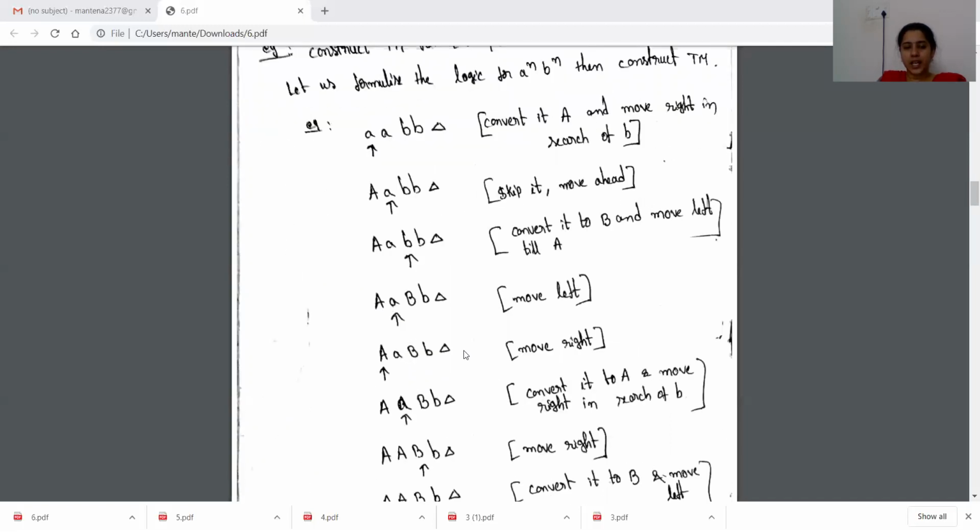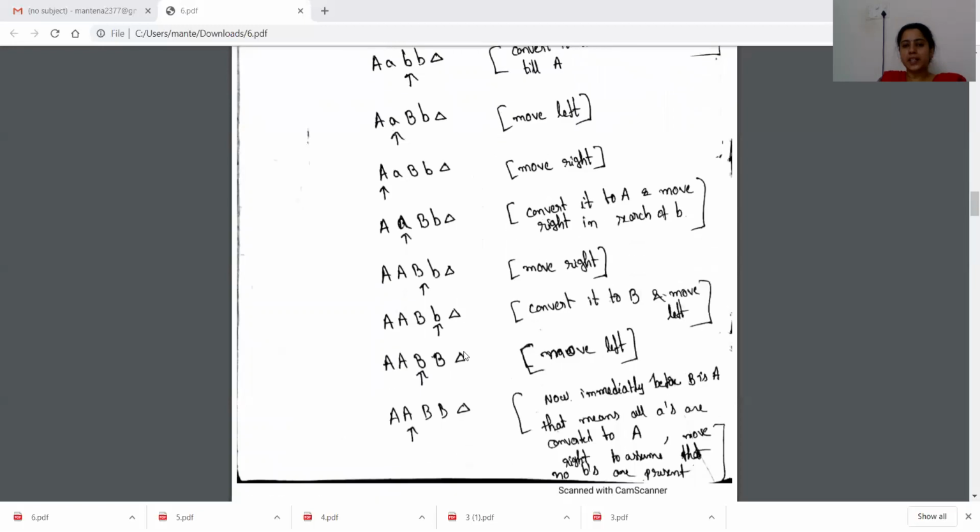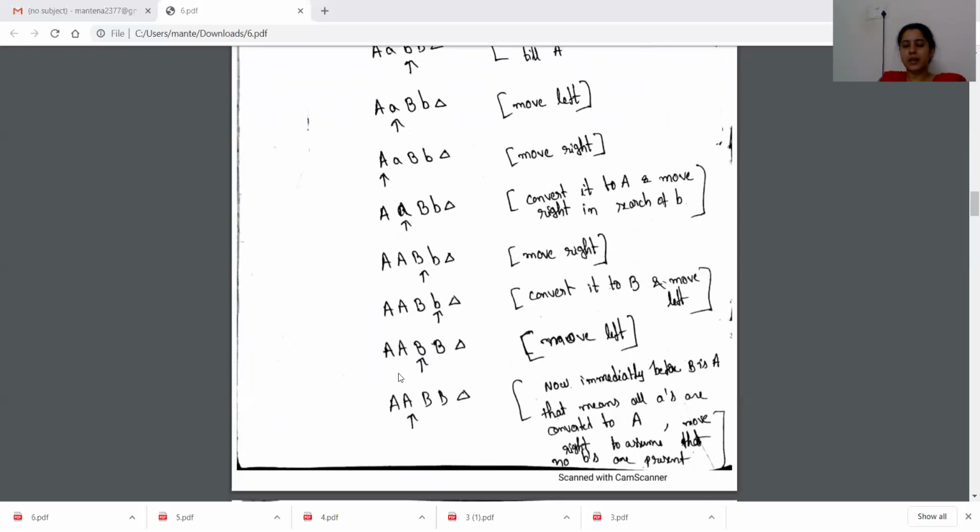So for each A, we capitalize A and we capitalize B also. Like that we balance the number of A's and number of B's. After ending this process, if any small a or small b is left on the input tape, it means that the number of A's or the number of B's is more than the other. If the number of A's and B's are equal, then we make them all capital X's and capital Y's.